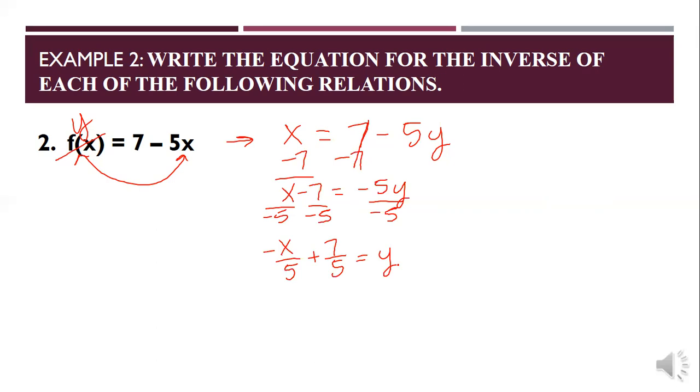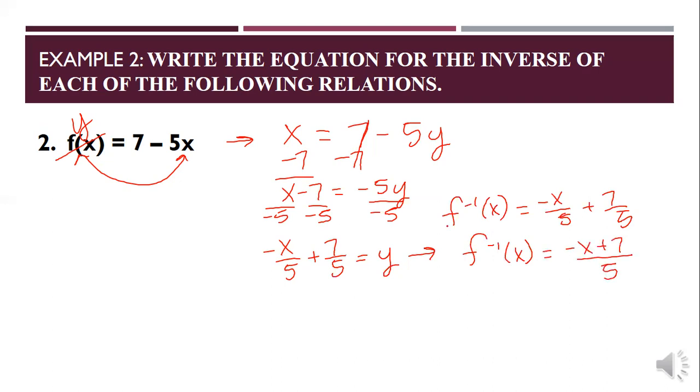Last step is to write it in inverse notation. Now, because they share a denominator, notice how my denominators are the same. I have a couple options of writing the answer. So option 1, I can write it as inverse of how it is, negative x over 5 plus 7 fifths. Option 2, I can write it as equals negative x plus 7 over 5. Either one is acceptable. And again, why can I do that? Because they have a common denominator, right?